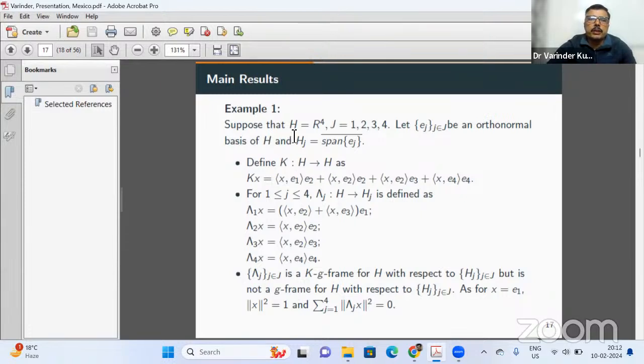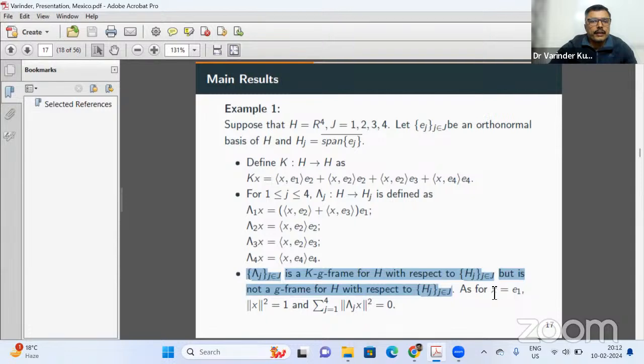We have taken the Hilbert space to be R4, and Ej is an orthogonal basis for H, and we are taking one-dimensional subspaces of H. Hj is the span of Ej. If I define my operator K from H to H by this, and I define operators lambda j's from H to Hj by this, then we can show that this lambda j is a Kg frame for H with respect to Hj, but it's not a G frame.